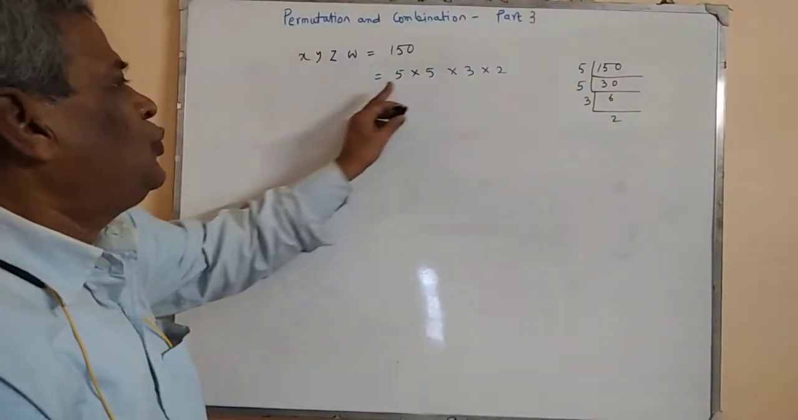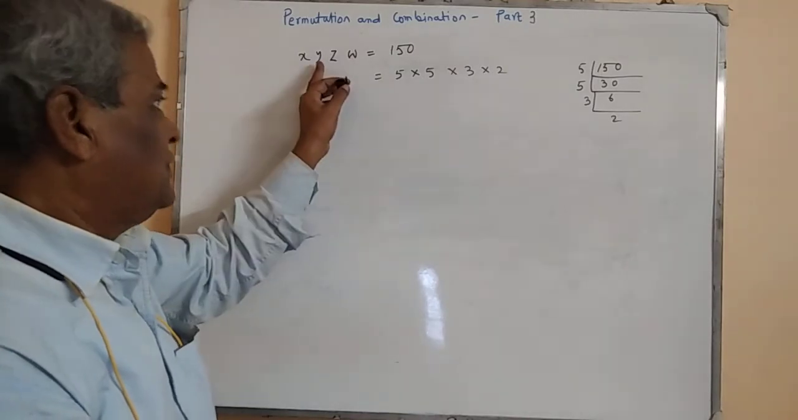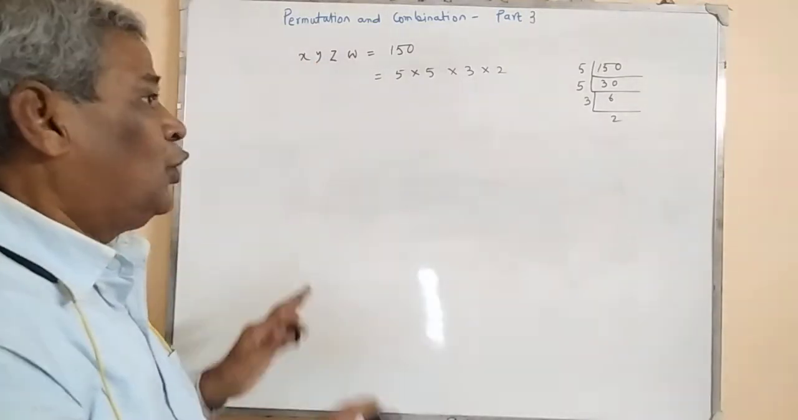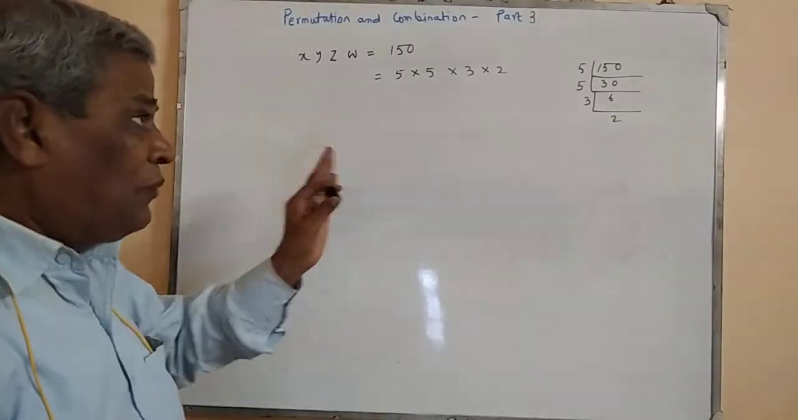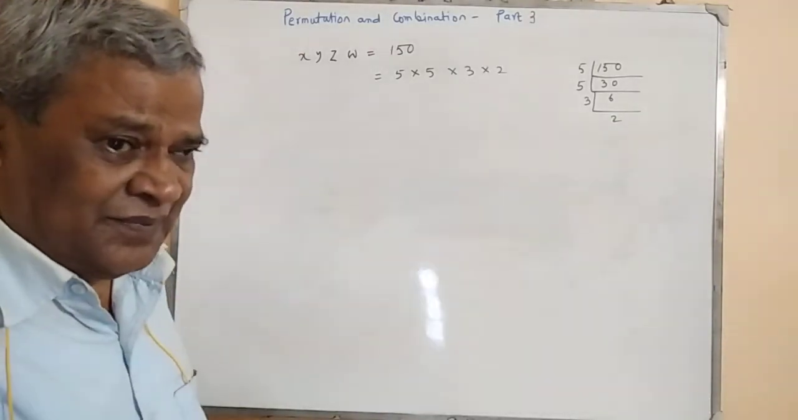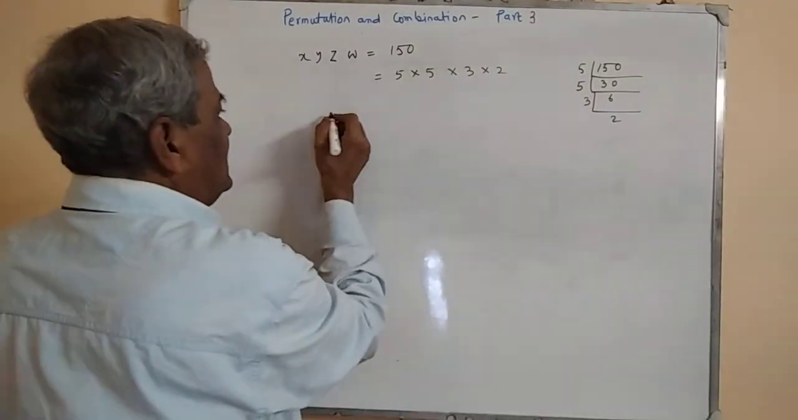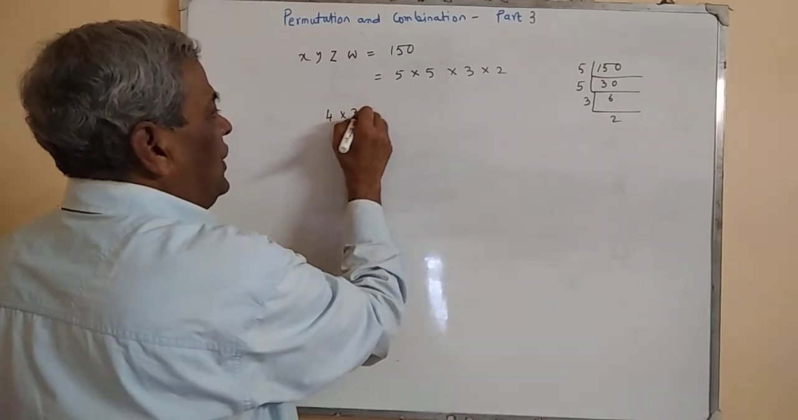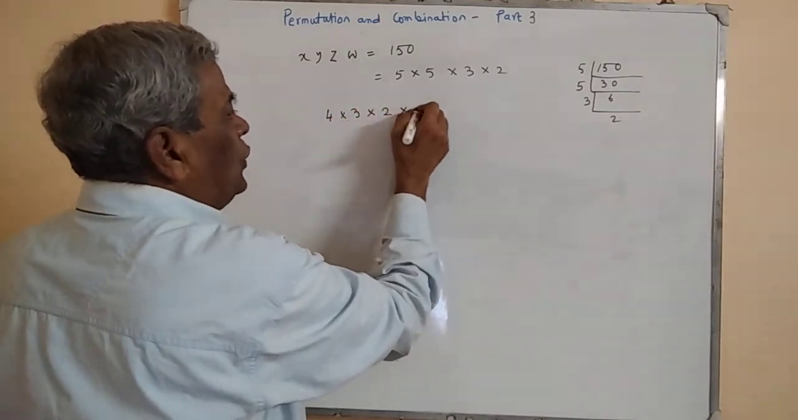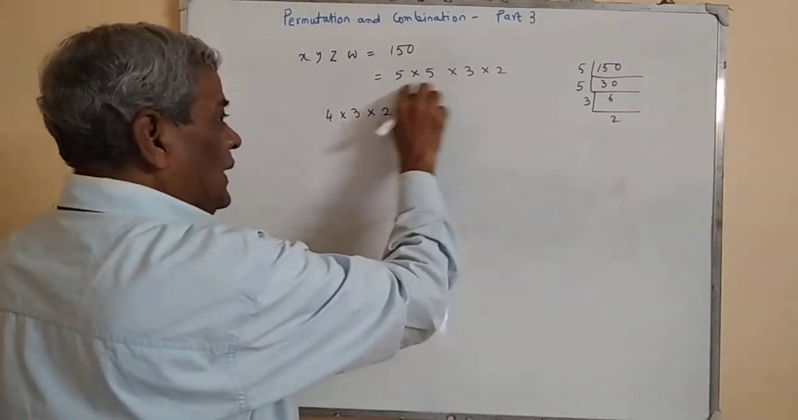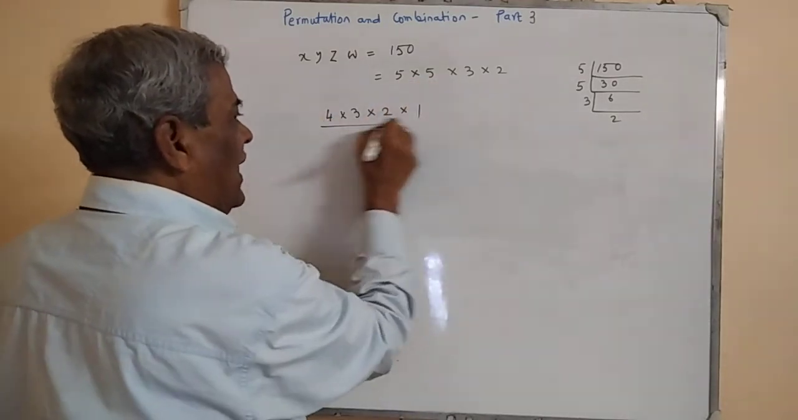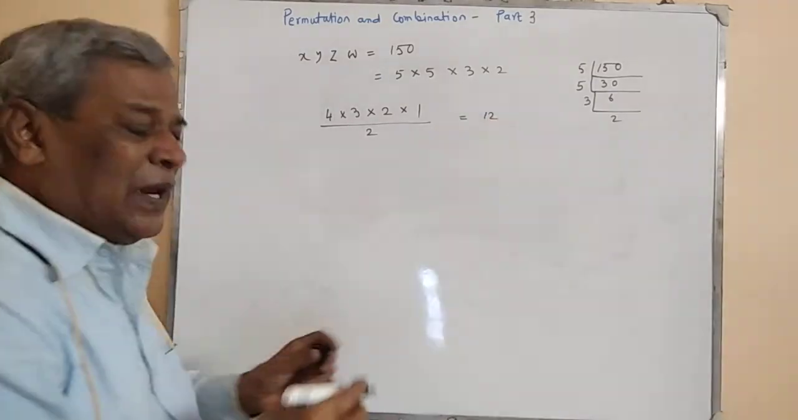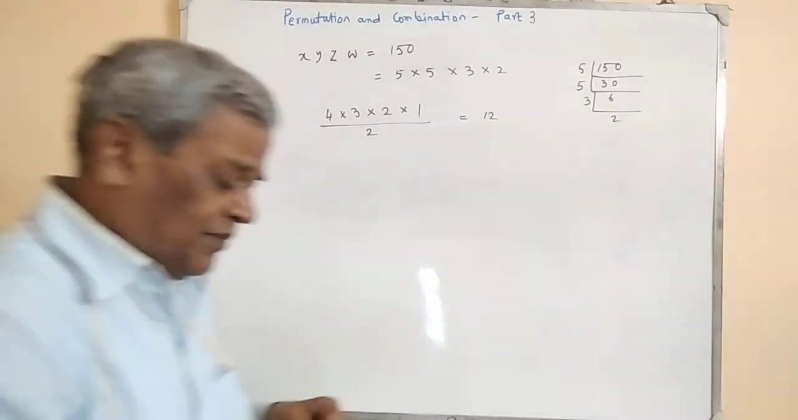So x can assume any one of them. After that, y can assume any 3 of them and so on. But here, one factor 5 is repeated twice. So our answer is for x 4, for y 3, for z 2, for w 1, and because 5 is repeated twice, we divide by 2. So 12. 12 possible sets of solutions are there.